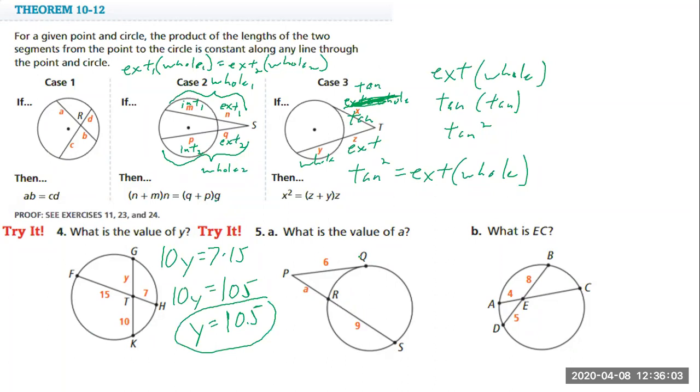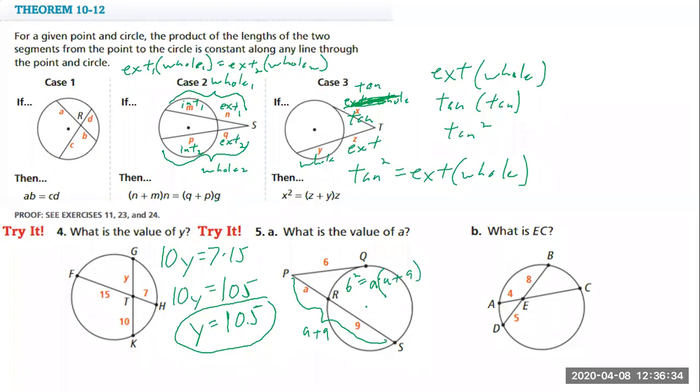Now, on the middle one, we have what is the value of a. So this one has a tangent and then a secant. So for the tangent, it's going to be the tangent part squared equals the exterior, which is a, times the whole, which is going to be both of these together. So it's going to be a plus 9. So sometimes we're still going to have to do the parentheses like they did. So a plus 9.